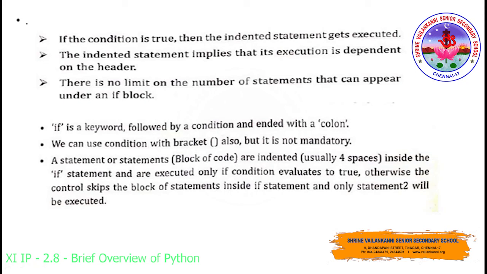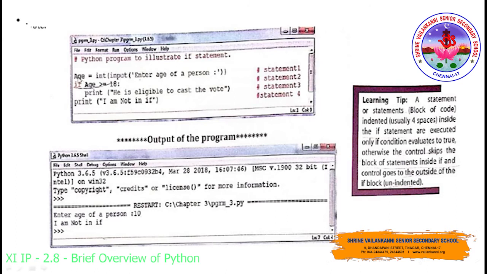Let us see an example based on this. Here, age is a variable, and for this variable they have provided a statement with int and the input function: enter the age of a person. When you enter the age of a person as a numerical value, say 10, that 10 will be considered a string because of the input function. Followed by that, it will be converted into integer data type, and then assigned to the age variable. So now the age variable contains the value 10.